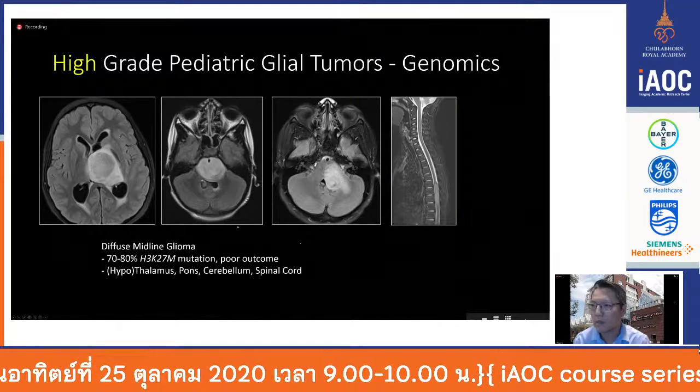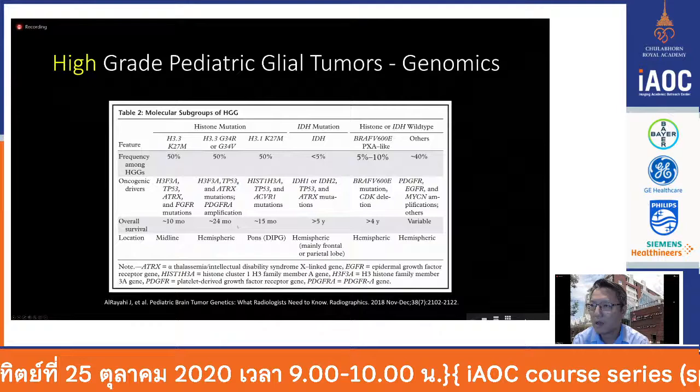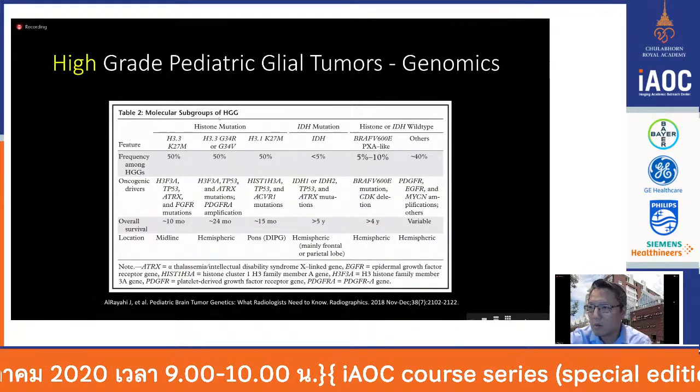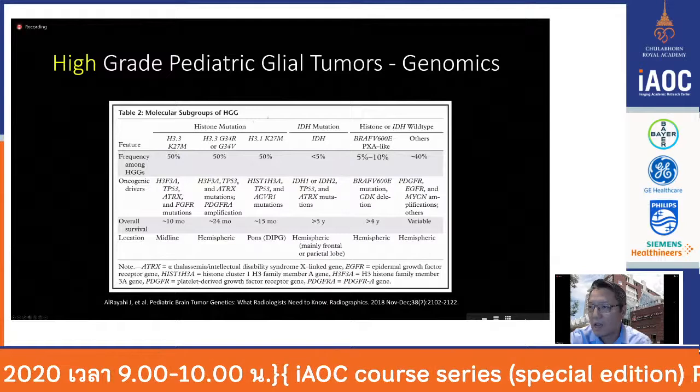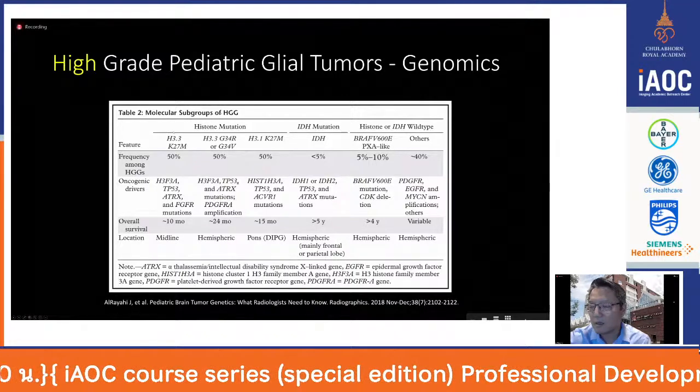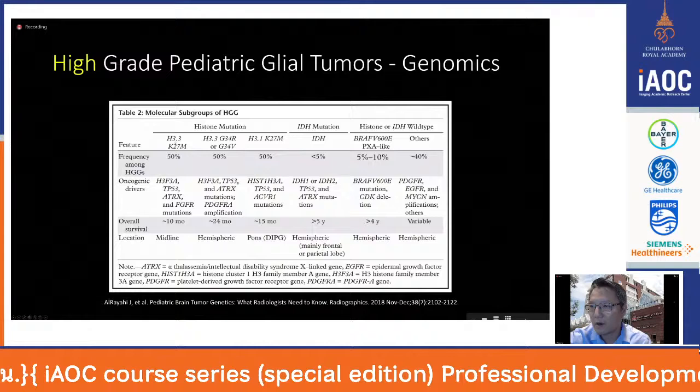So here's a table looking at high-grade gliomas in pediatrics. And we see that actually the histone mutations are half of them. Half of them have histone mutations. So if you're dealing with a high-grade glioma, half of them will have histone mutations and therefore poor outcome. Here we can see the different variants between H3.3 and 3.1. And really you can just classify them together.